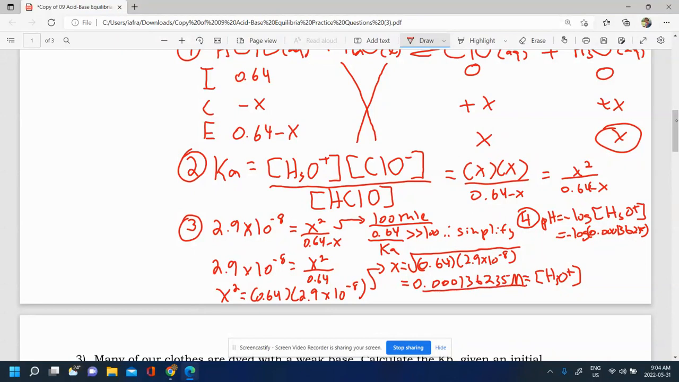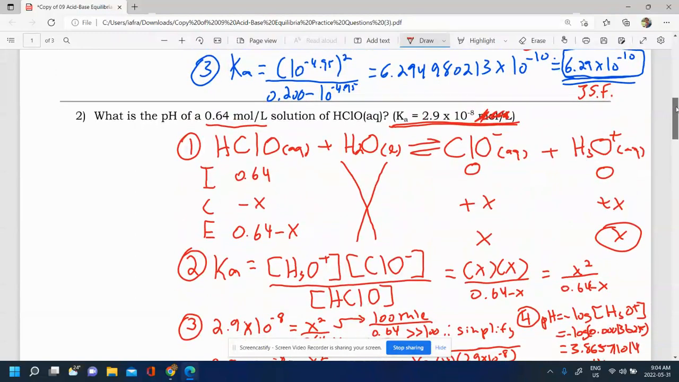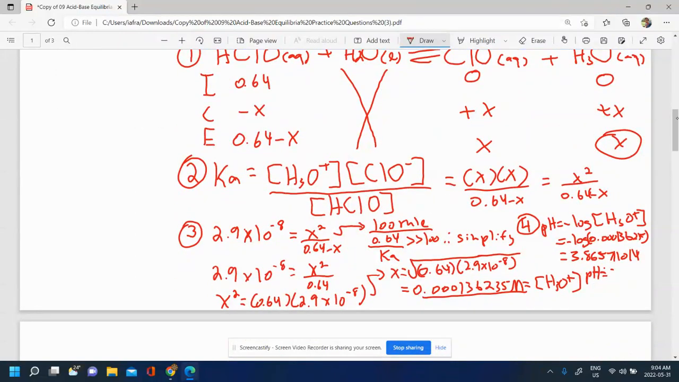It was basically this value here, which is equal to, so negative log, I keep everything in my calculator so I'm not rounding too early, 3.86571114, which is approximately, so pH is approximately, how many sig figs do we have? 2 sig figs, 3.9. So notice this pH was higher than the one that we did if we were doing HCl of the same concentration.